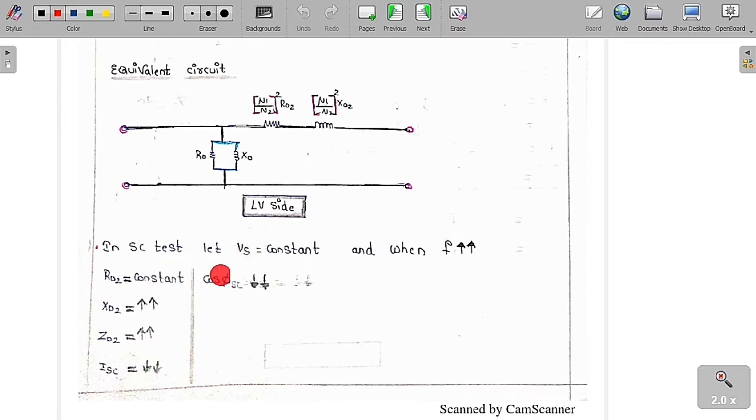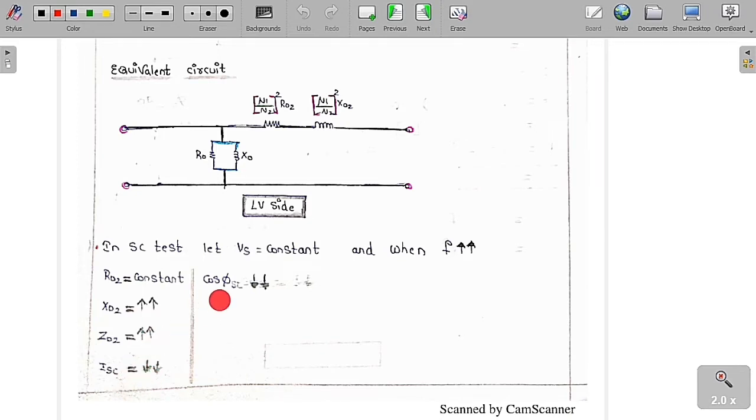In a short circuit test, I am going to assume the source voltage is constant, and now we are going to see what happens when frequency increases. As you can see clearly, the resistance is independent of the frequency, so R02 is a constant, whereas as the frequency increases, X02 increases because it is directly proportional to frequency. As X02 increases, then definitely Z02 also increases because it is the square root of R02 square plus X02 square. As Z02 increases, the current drawn will decrease because ISC is equal to VS by Z02. VS is constant, Z02 increases, means ISC decreases.